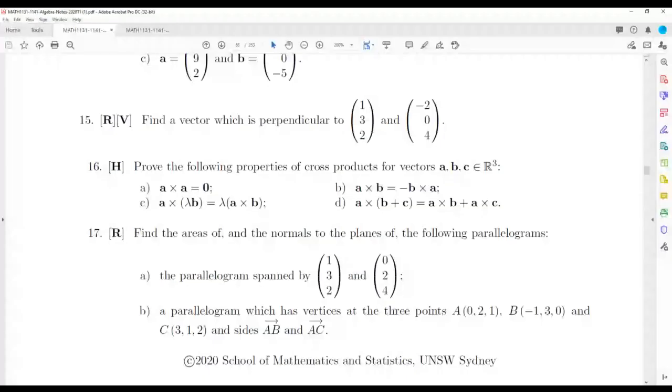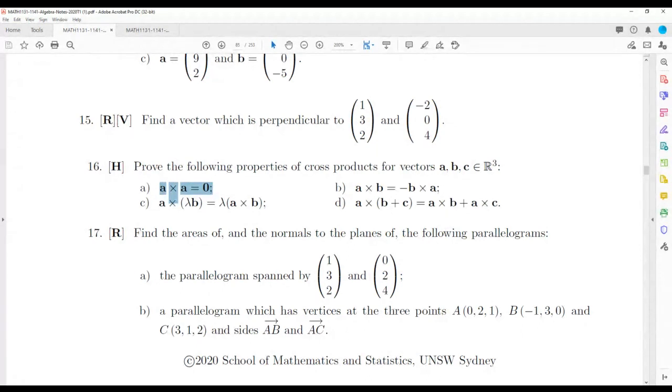Okay, so 16 is an interesting one, and I think that's definitely worthy of discussion. Prove the following properties of the cross products. Let me just do the first part, and we can sort of discuss these other ones. Maybe you can suggest how we do them.